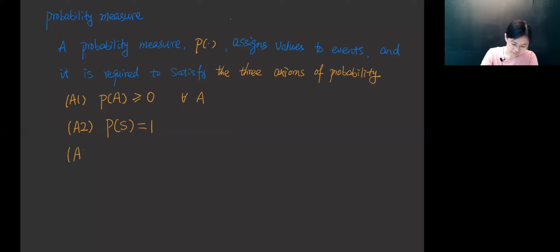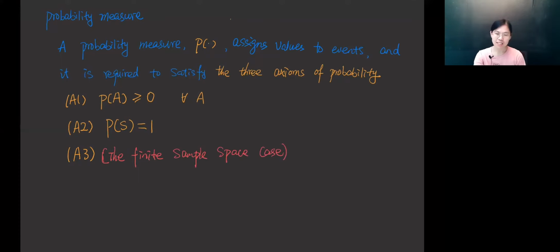And the third axiom of probability, how we formulate it depends on how many elements there are in the sample space. Now, we focus on the case where the sample space has only a finite number of values. So we write down this axiom in the case of finite sample space.